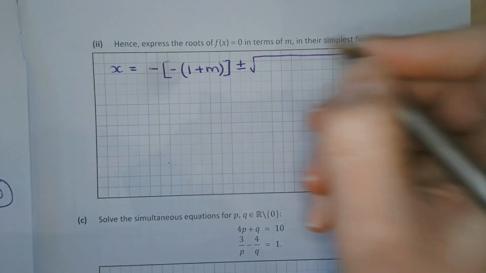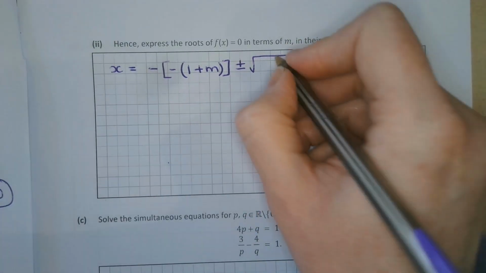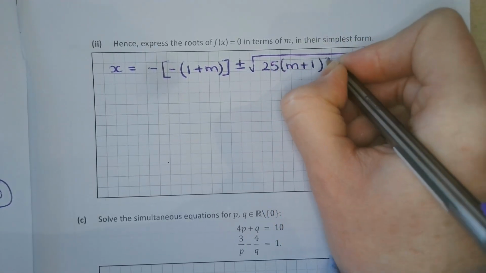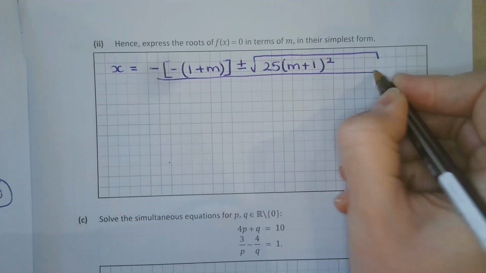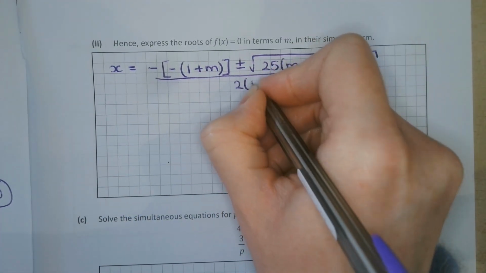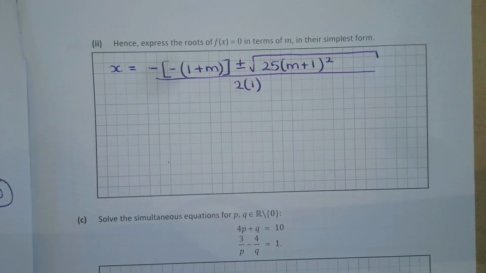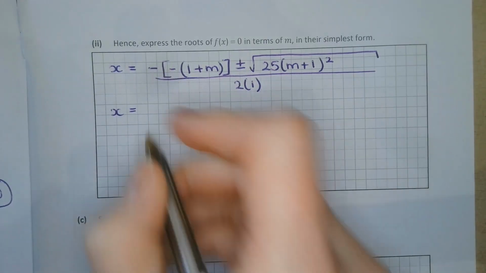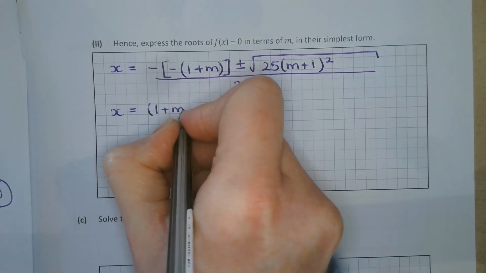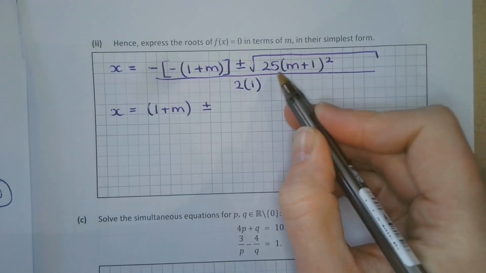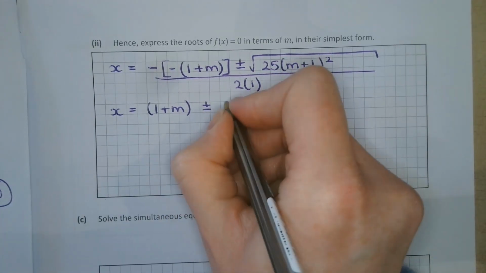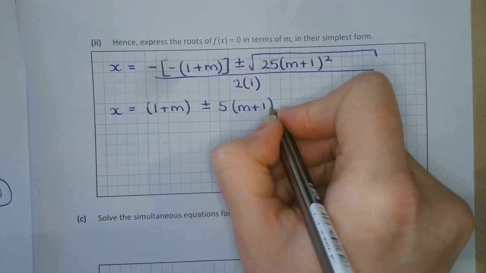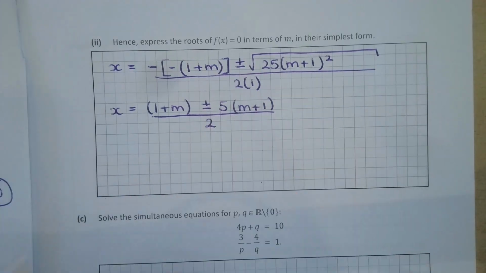of, now this is a discriminant, so we can just use, and that's why they use hence, we can just use our answer from the previous question, which is helpful, and all over 2a, which is 2 times 1. So when I work out what I can work out there, the double negative here will make it positive, so it's 1 plus m plus or minus square root of this. Well, square root of 25 is 5. Square root of the bracket being squared will just be m plus 1, and that's all over 2.